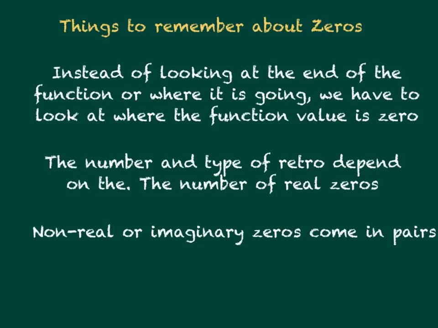Now, things to remember about zeros. Instead of looking at the end of the function or where it is going, we have to look at where the function value is 0. The number and the type of the real x-intercepts help you to determine the number of the real zeros. So there is an interaction between the real x-intercepts and the real zeros, but it doesn't mean that those are the only zeros for the function in all functions. Also, non-real or imaginary zeros come in pairs.